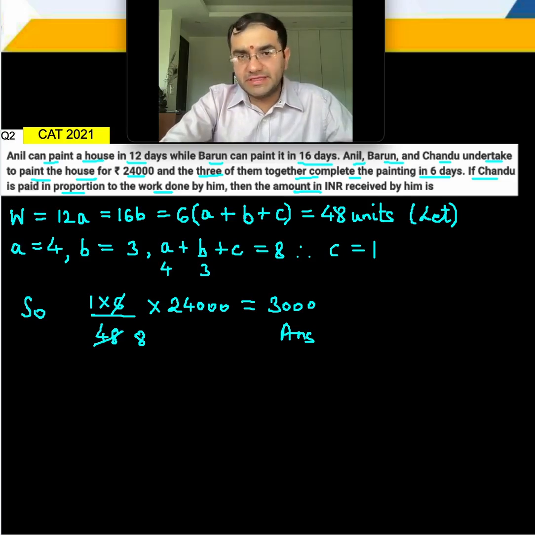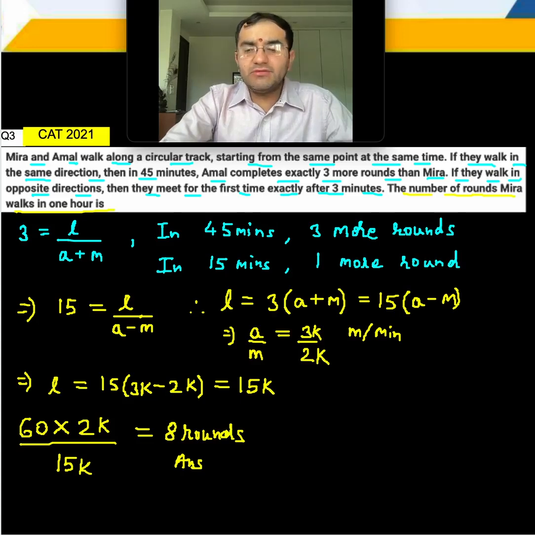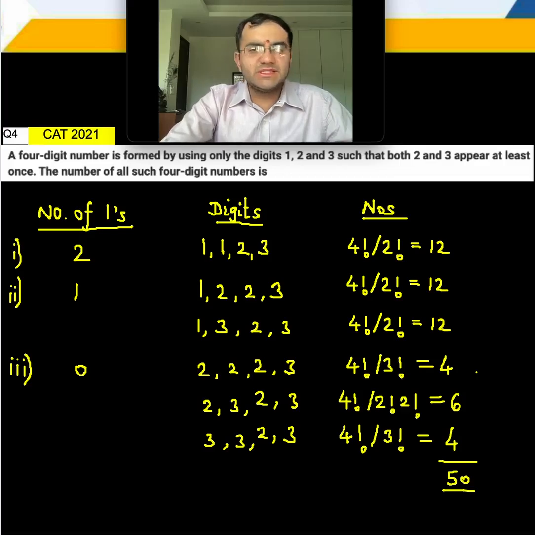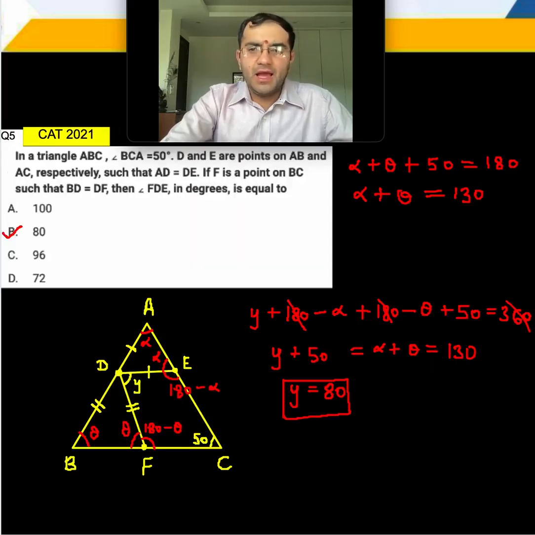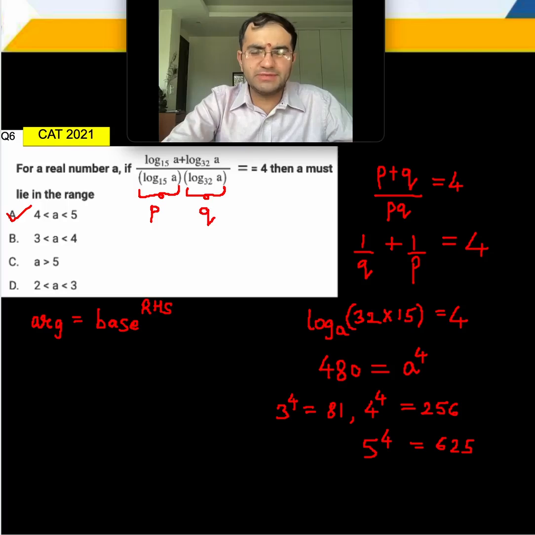2 was very very easy. 3 was a little tough because of the second statement. Amal completes exactly 3 rounds more than Meera, so that made it difficult for the exam. PNC is always a little tricky. This was one of the easy geometry questions. काफ़ी आसान था. Just add up all the angles, you'll get your answer.